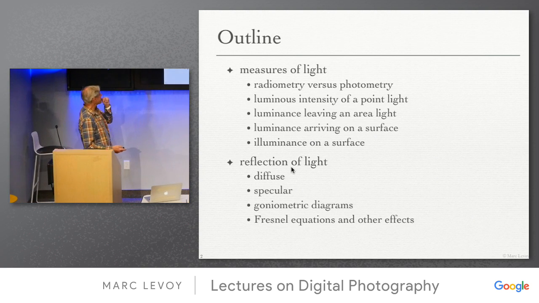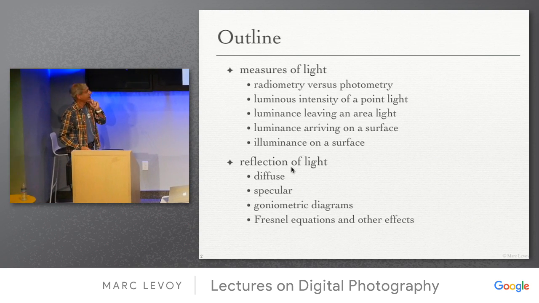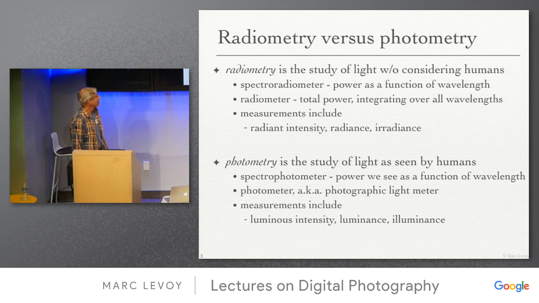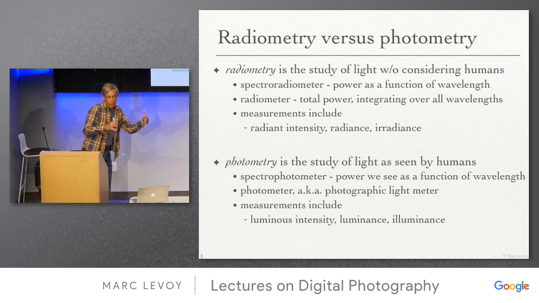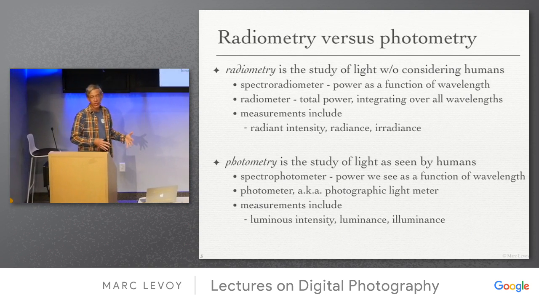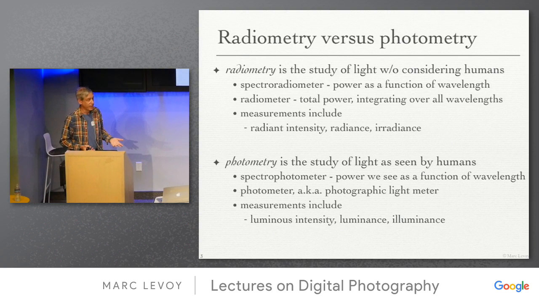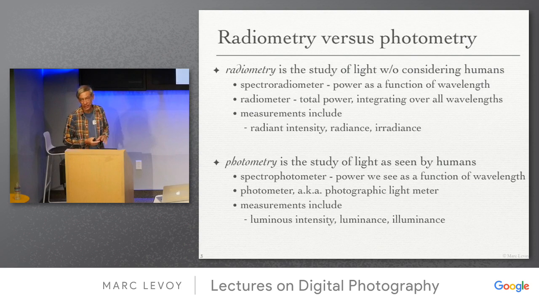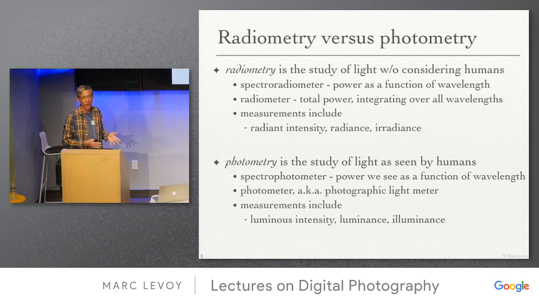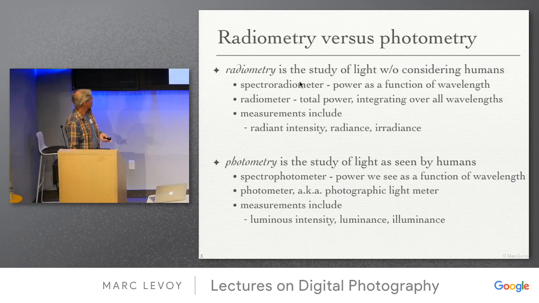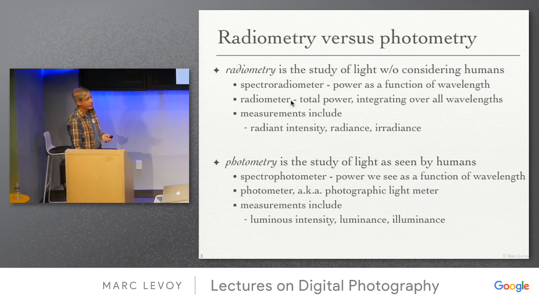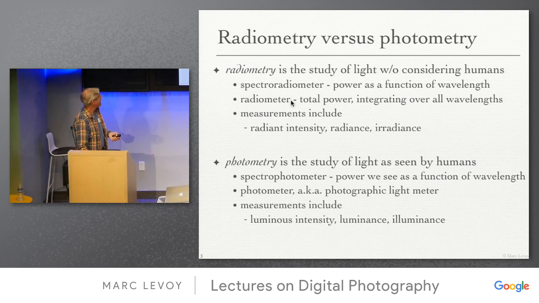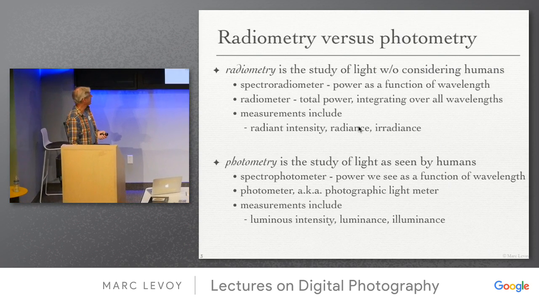Okay, so first let's talk about radiometry versus photometry. Radiometry is the measure of light without considering the human. So it is the amount of light at all different wavelengths of the electromagnetic spectrum, whether or not we can see it. That's measured with a spectroradiometer, or just a radiometer to measure total power, and here are the units. We'll talk about those units in a moment.